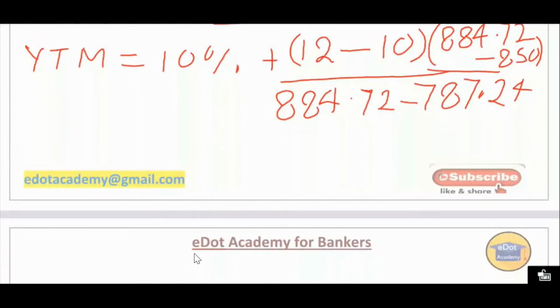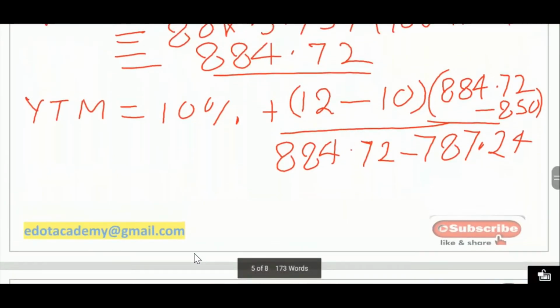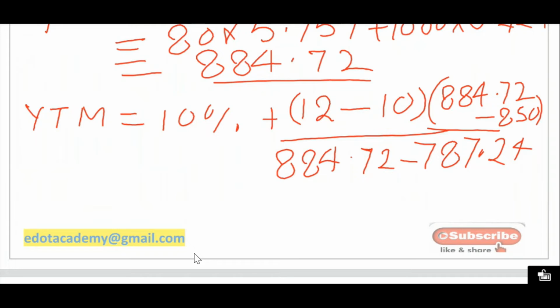I'll repeat once again. What is the interpolation method? Our value is more than 10%, so I wrote here 10%. We calculated two values, for 10% and 12%. So I subtracted 12 minus 10. And the denominator is the difference between the two values: because 10% gives the larger value, I wrote 884.72 minus 787.24. This is the ratio. Then from the 10% value we also subtract 850, because we have to get the 850 value. Okay, now calculate this value.